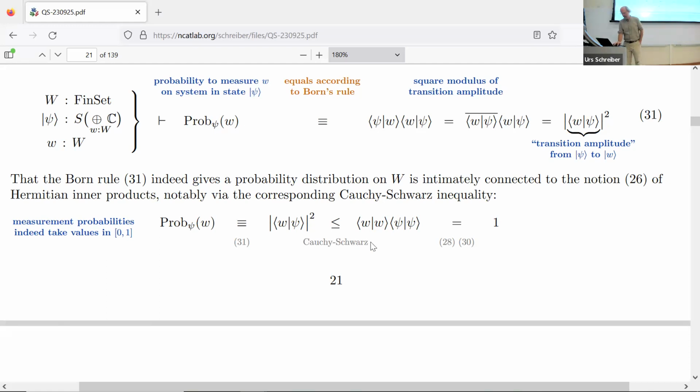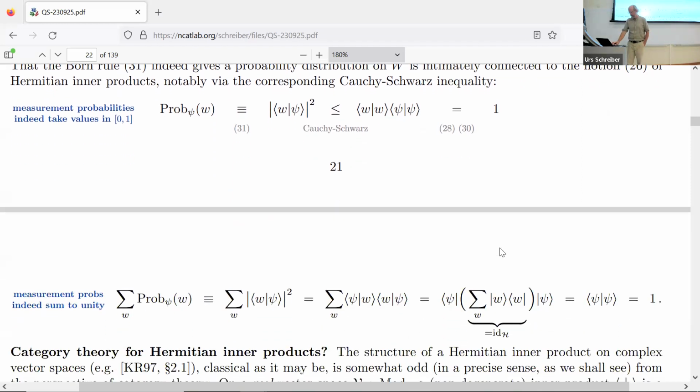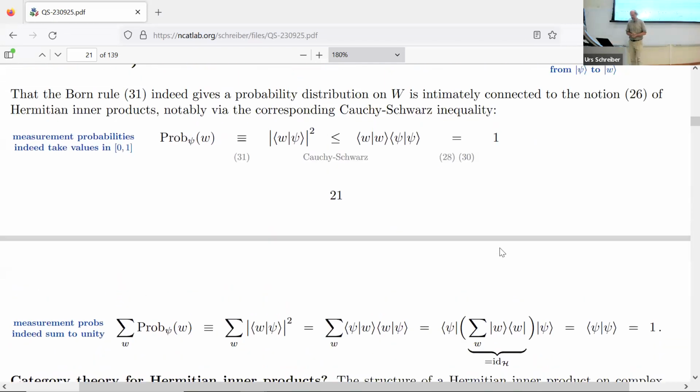So this is a consequence of the laws of Hermitian inner products, and it serves to make this expression a probability distribution, which I think on a philosophical or epistemological level is kind of remarkable, because we're connecting probability theory to something that a priori did not look at all like it would have anything to do with it. And then similarly, the fact that these probabilities sum to unity, let's just look through this for those who haven't seen these kinds of computations.